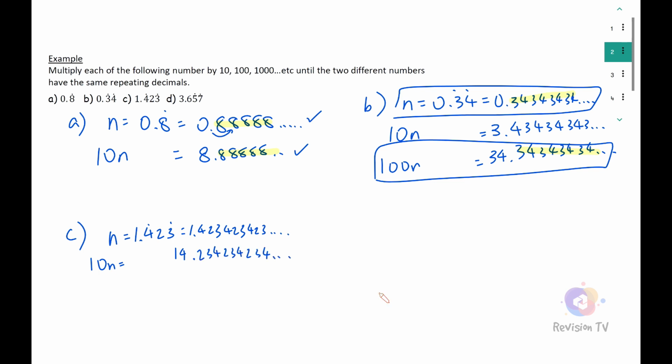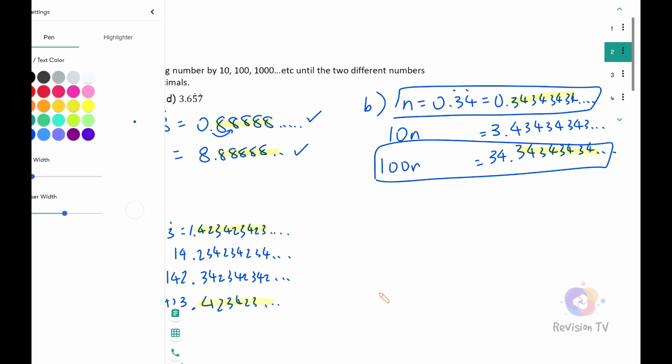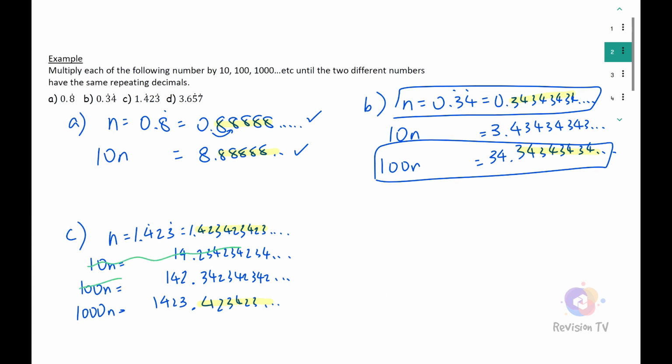14.234. Not aligning. Okay, 100n. Times this by 10, so the decimal point is here. Times it by 10 means move the decimal point forward once, so 142.342. Not quite the same again, so this time we times by 1,000, so decimal point here, bring the 3 there, so 1,423.423. What we realize is this is the same as that one. So to be honest, the middle ones are not important. What we need is these two numbers, the first one and the last one, if we want to work out the repeating decimal later.